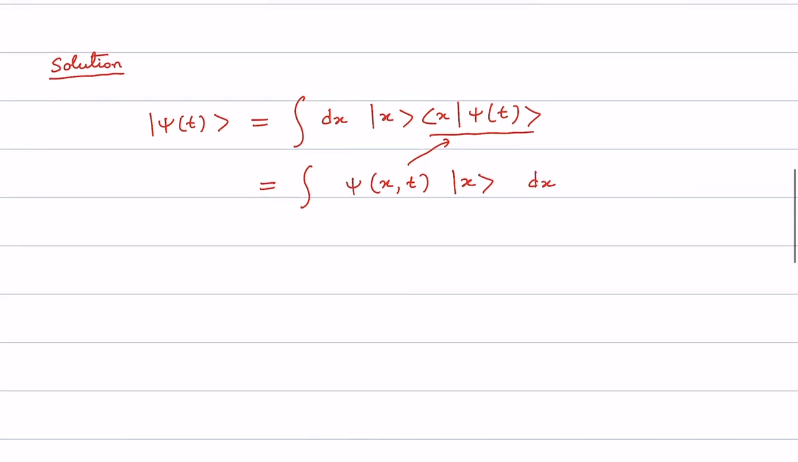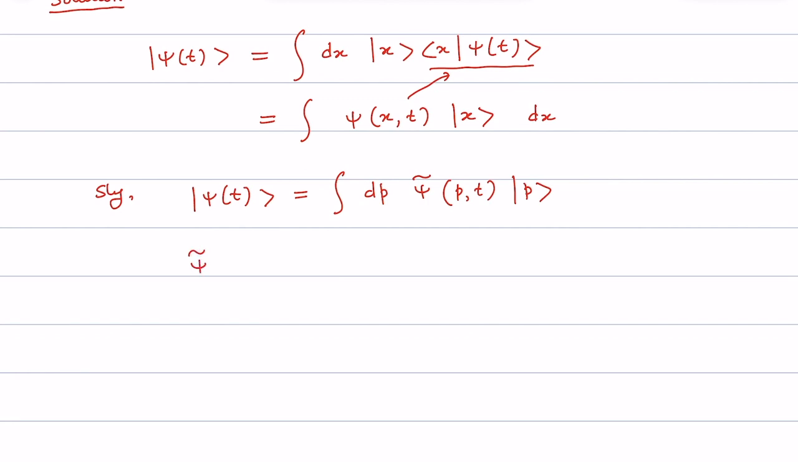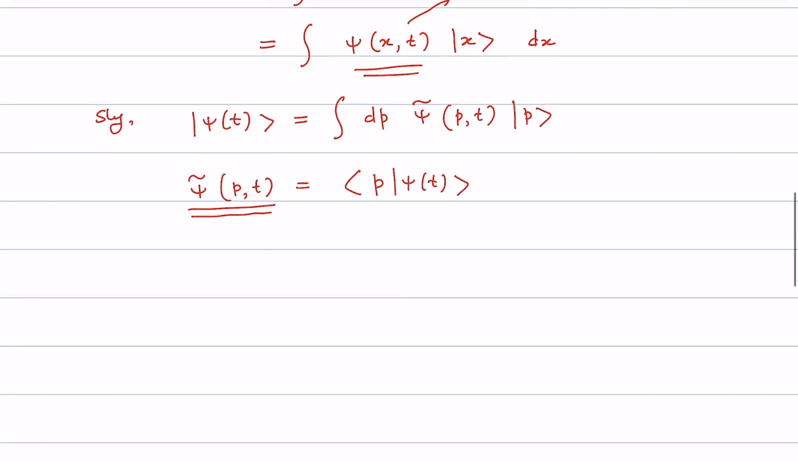right? Similarly, if you recall, in the momentum basis, I can express this state vector psi of t as the integration dp of the momentum wave function psi tilde of p, t, |p>. Now here psi tilde of p, t is the momentum wave function or probability amplitude in the momentum space. Now there is a connection between the momentum wave function and the position wave function, and that connection we can establish.